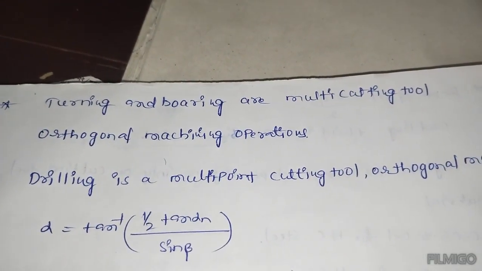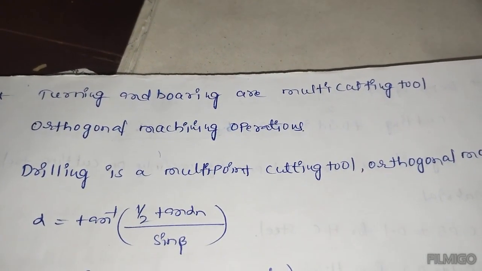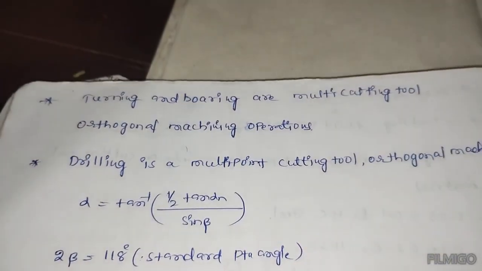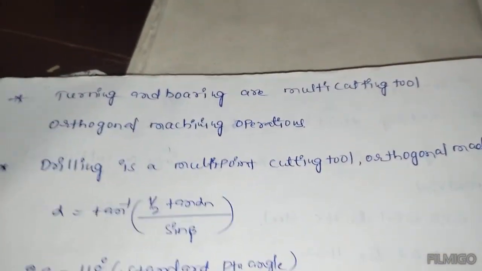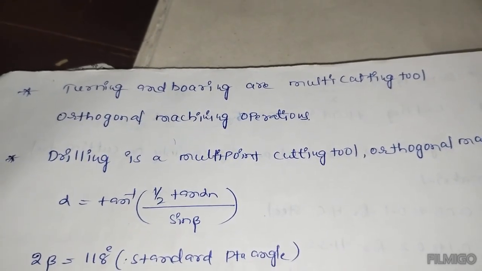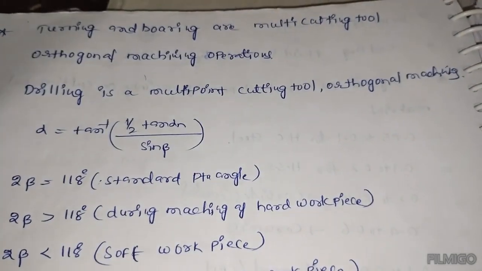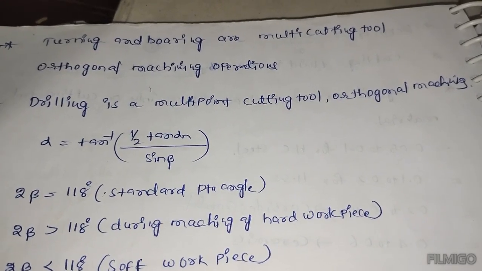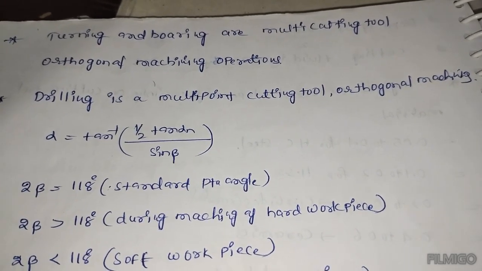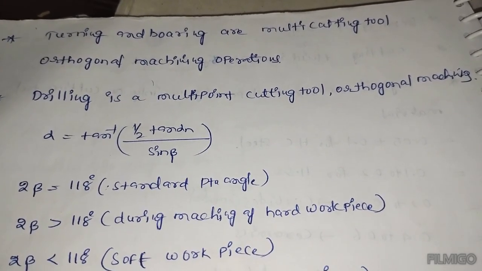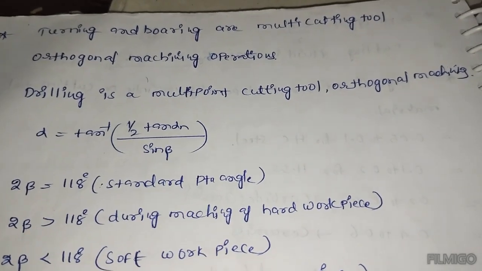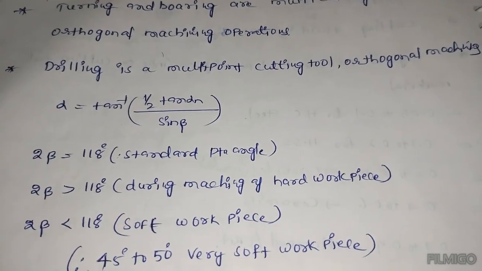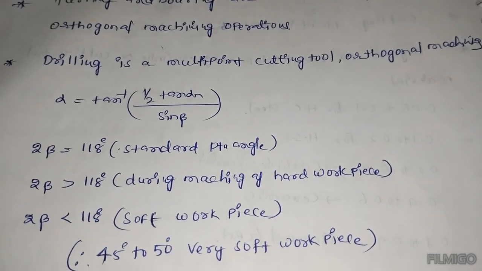Turning and boring are single cutting tool orthogonal machining operations. Drilling is a multi-point cutting tool operation. Alpha is equal to tan inverse of 1 by 2 tan alpha by sin beta. The standard point angle 2 beta is equal to 118 degrees.